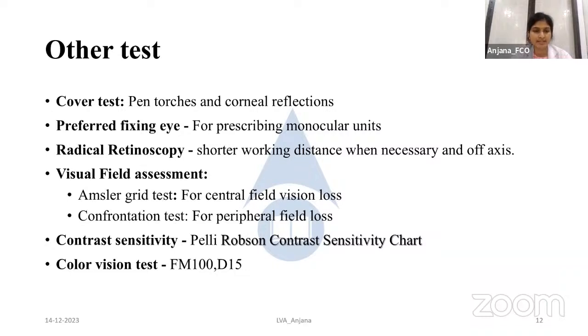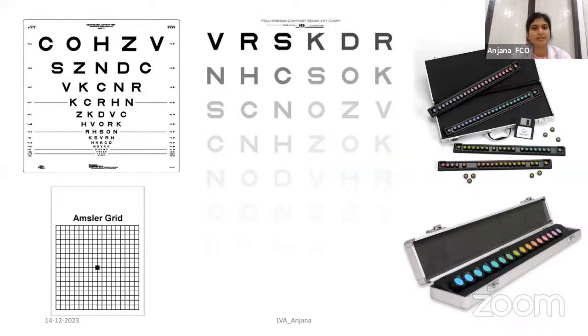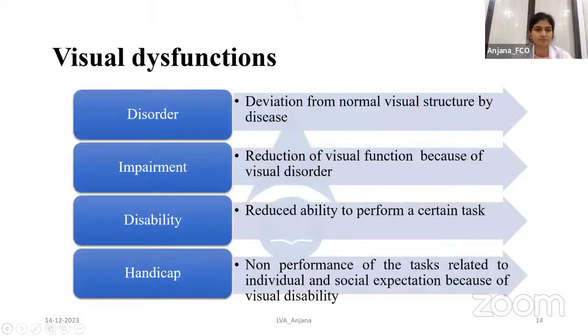Then we use the contrast sensitivity test. The chart used is the Pelli-Robson contrast sensitivity chart. Then the next one is the color vision test. For color vision, we have to use the FM100 chart or D15 chart, not Ishihara. These are the charts: LogMAR chart, contrast sensitivity chart, color vision chart and the Amsler grid chart.